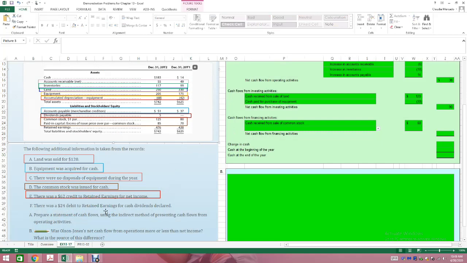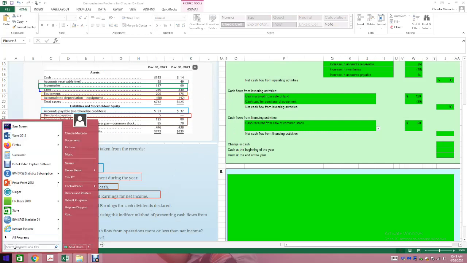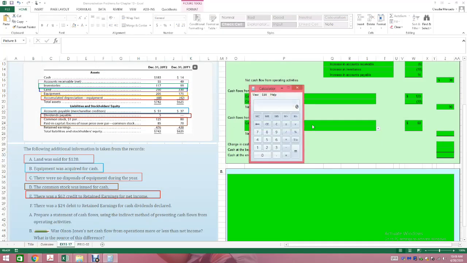So I declared $24 of dividends. Let me get my calculator. I declared $24 of dividends. I'm going to subtract the $5 from my dividends payable. So that means that the actual cash paid out in dividends is $19.